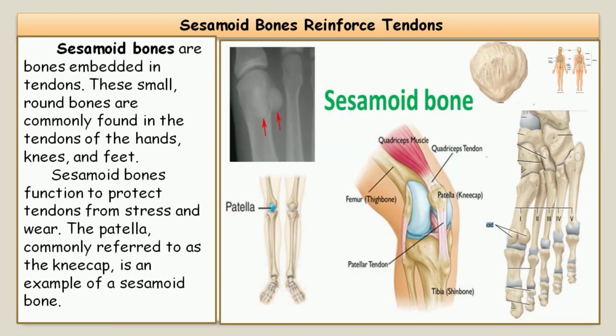Sesamoid bones reinforce tendons. Sesamoid bones are bones embedded in tendons. These small, round bones are commonly found in the tendons of the hands, knees, and feet. Sesamoid bones function to protect tendons from stress and wear. The patella, commonly referred to as the kneecap, is an example of a sesamoid bone.